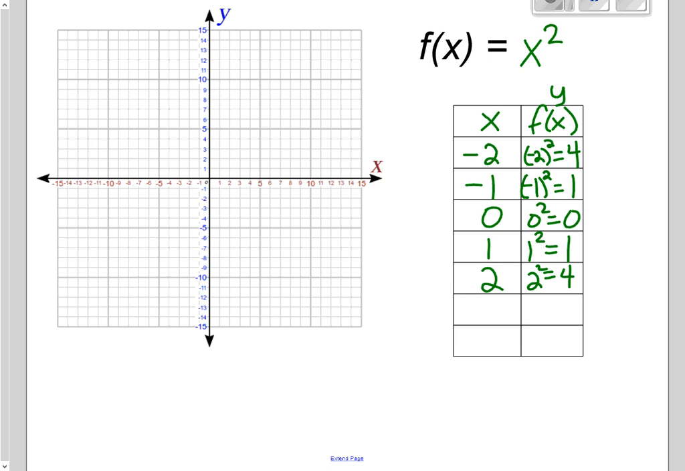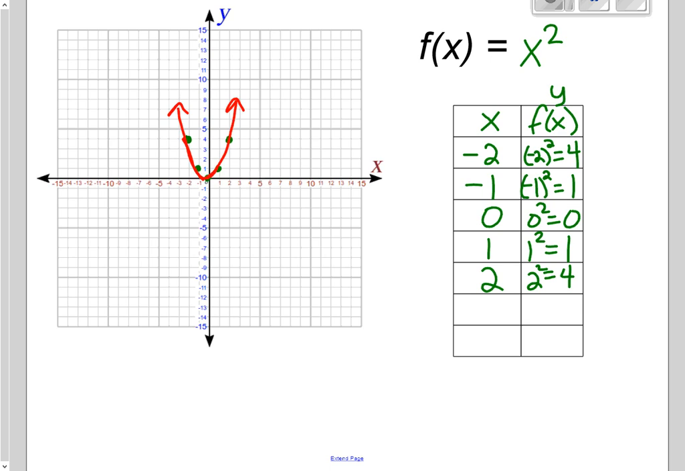So that means that my graph, if I was to graph this, if I go to -2 and I go up to 4, I can put a point. If I go to -1, I go up 1 and put a point. 0, 0, 1, 1, and then 2, 4. And lo and behold, you can see this parabola that emerges from that. So we have our vertex, and then we have a couple of points on either side.